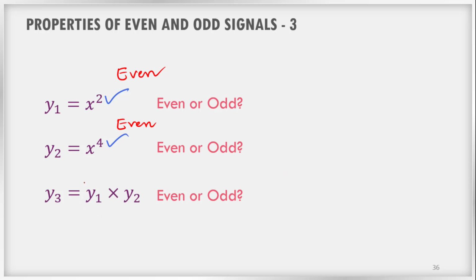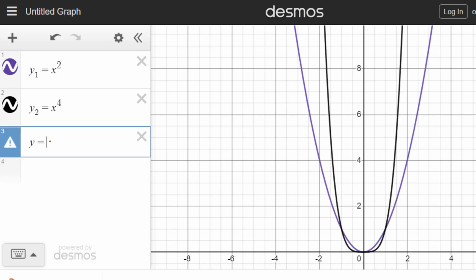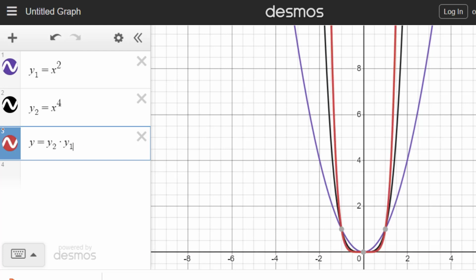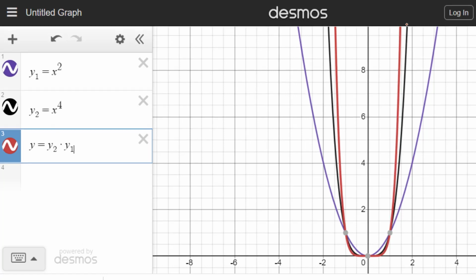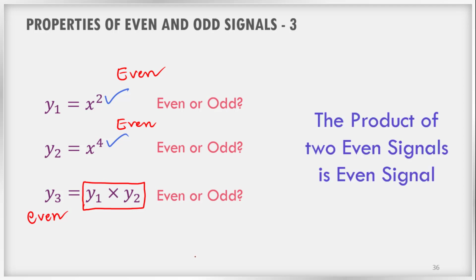Now what happens if I multiply y1 and y2? Otherwise, what happens if I multiply an even signal with an even signal? Let us multiply that, that is y is equal to y2 into y1. This red color is the result for y. You can see that it is also an even function. That clearly indicates that when we multiply two even signals, the resultant signal is also an even signal. That is another property we have to keep in mind: the product of two even signals is an even signal.